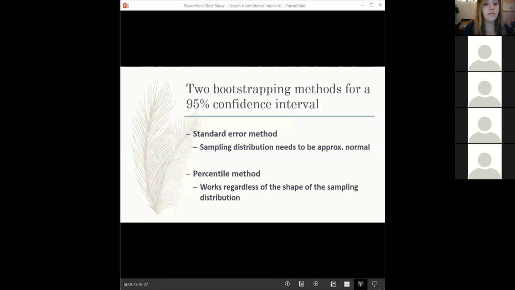Remember, the standard deviation of the bootstrap distribution is our standard error that we use to construct the bootstrap confidence interval. These are just different methods you could use to find that.